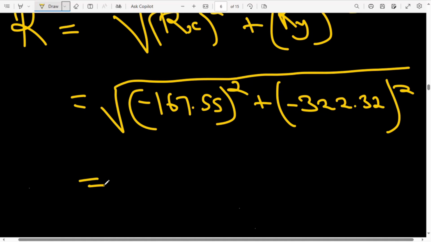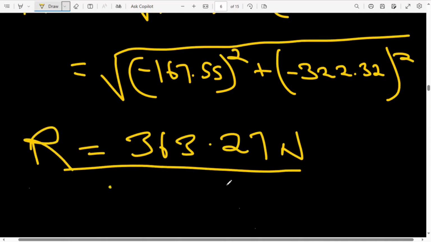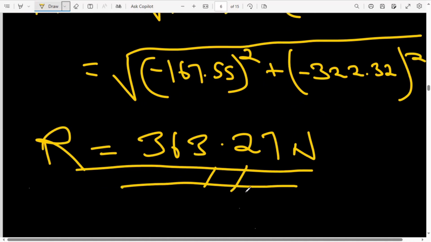My answer is giving me 363.27 newtons to 2 decimal places. So this one here is our resultant vector, or our resultant force. The question is not complete because we still have to find the direction of this resultant vector.